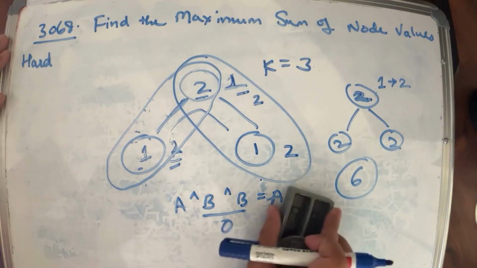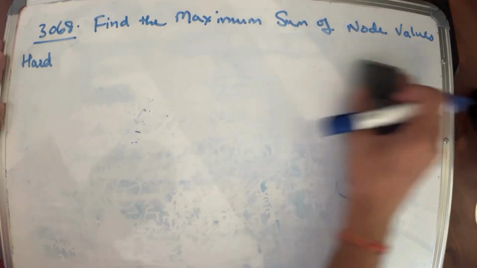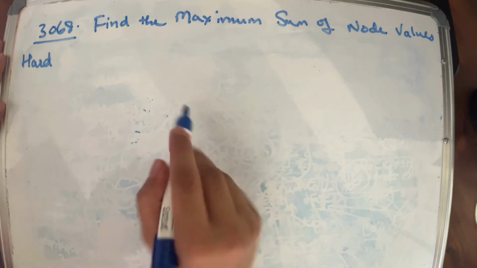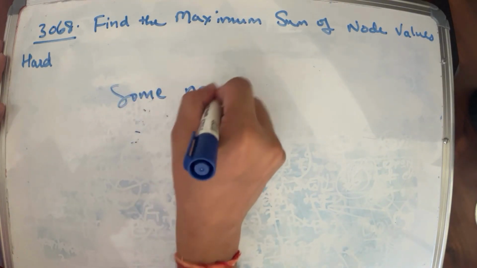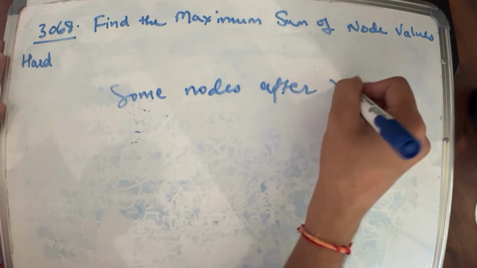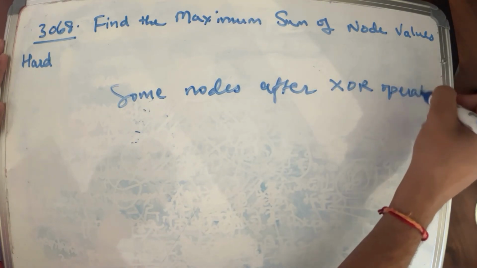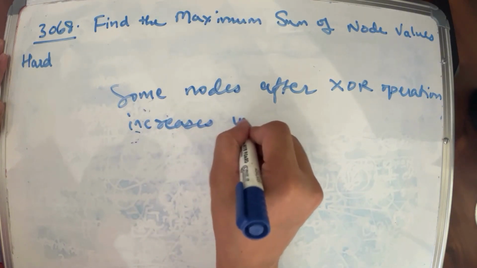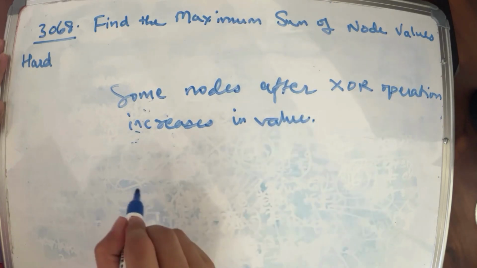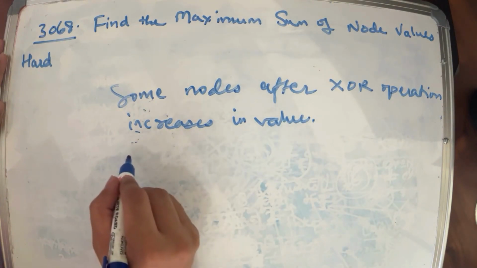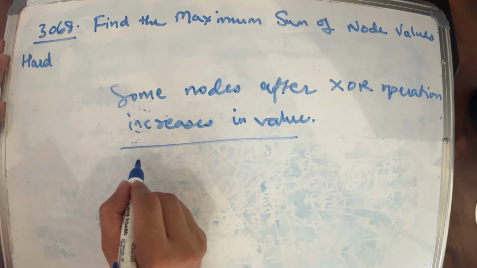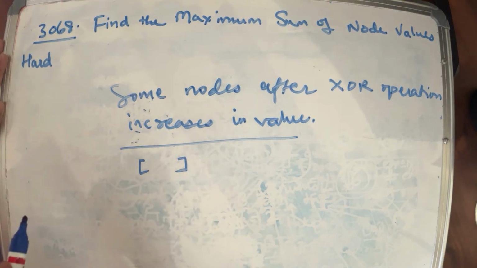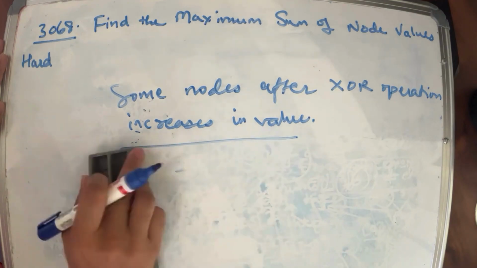And A XOR 0 is A, okay? So let's keep this in mind. Now the approach is, we know that some nodes after the XOR operation increase in value, right? So what if we just select these nodes in a way that we do not select those nodes where the value decreases? What is one way to do this?